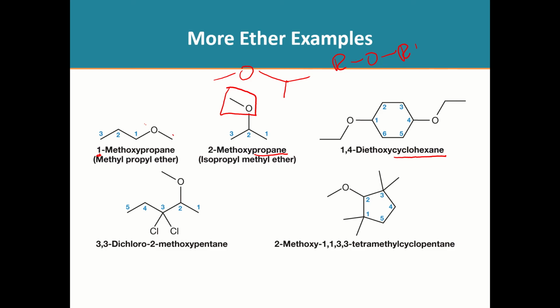We have to number the cyclohexane. And when you look at the name, how do we know this is an ether? Because of that oxy right there. And where are those ethoxys located? They're located on carbons 1 and 4. And why do we put the di? Because we have 2 of them. Okay, so you can look through these examples and see how they're named and work through those.